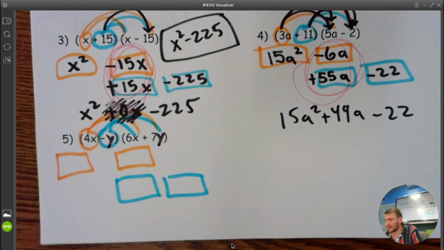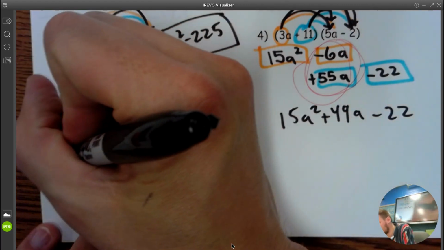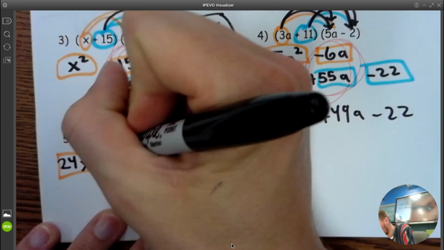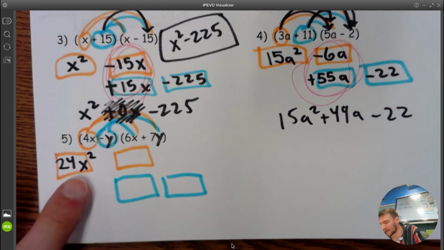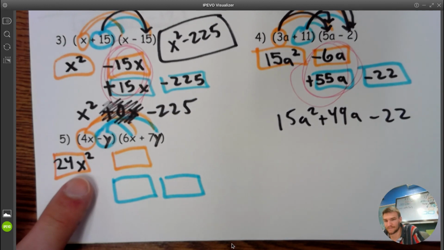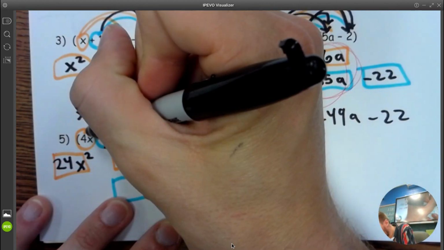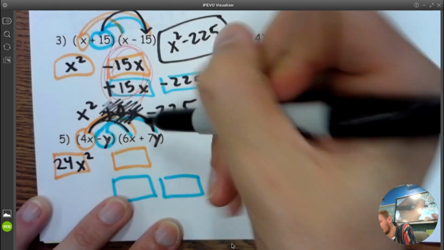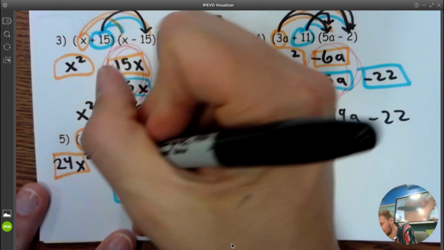Okay. First up, 4x times 6x. 24x squared. We're always going to be getting that x squared in the first piece. Okay? Then we're going to do 4x times 7y. We literally just took a quiz on this. Let's start with our numbers first. What's 4 times 7? 28.